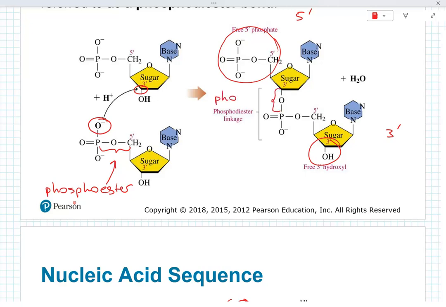This specific part is also phosphoester. So I have one phosphoester, another phosphoester. This is why we call the linkage between two adjacent sugars phosphodiester linkage or phosphodiester bond.